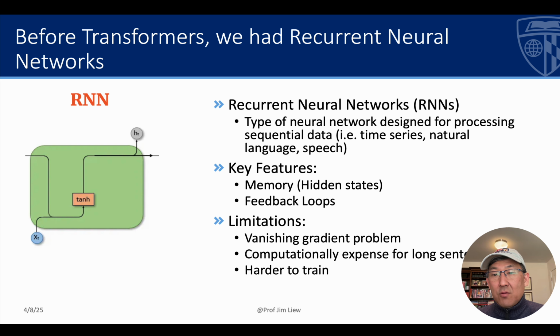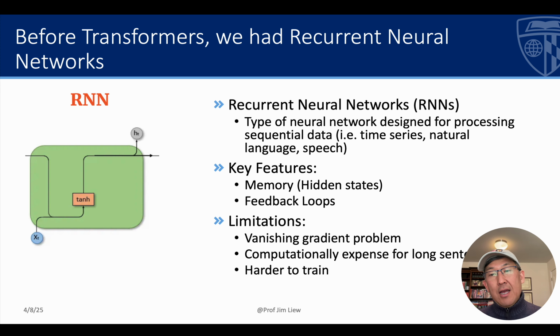So before transformers, we had recurrent neural networks, and this is an example of it. Basically, the type of neural network designed for processing sequential data. And remember, sentences are words after words, so it's very good for time series, natural language, and speech. The idea is that you hold the information inside the hidden state, and you bring that hidden state to the next cell.